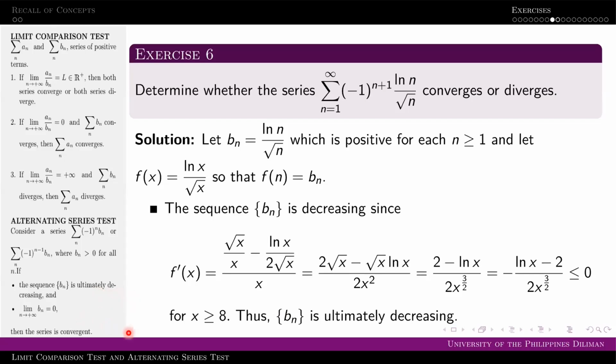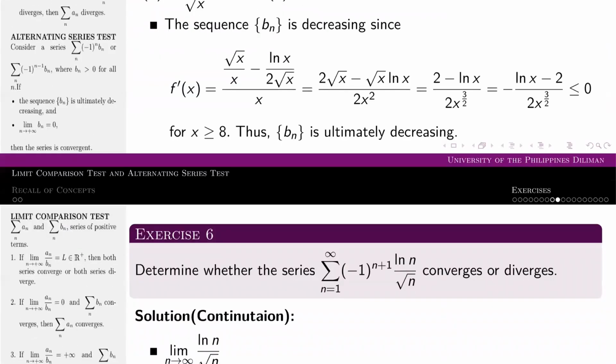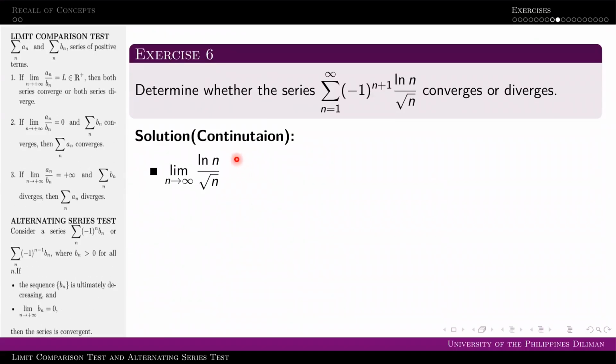We just need to prove that the limit of bn as n approaches infinity is 0. So let's compute that. This limit gives us infinity over infinity. So by L'Hopital's rule, it will just be equal to the limit of (1 over n) over (negative 1 over 2 square root of n), which we can simplify into negative 2 over square root of n. And since the denominator increases without bounds while the numerator is fixed, this is just equal to 0.